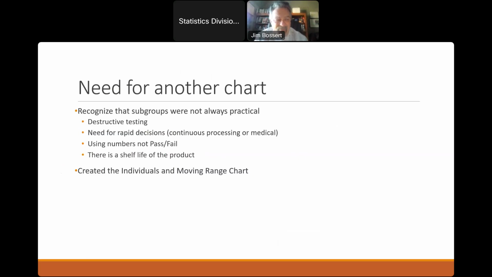So Shewhart put on his thinking hat, and he had a fellow statistician working with him by the name of W. Edwards Deming. And Deming basically told Shewhart, we need to do this because I have processes with destructive testing. I'm destroying stuff. I can't take a subgroup size of 5. We're going to destroy too much material. It's not cost effective.